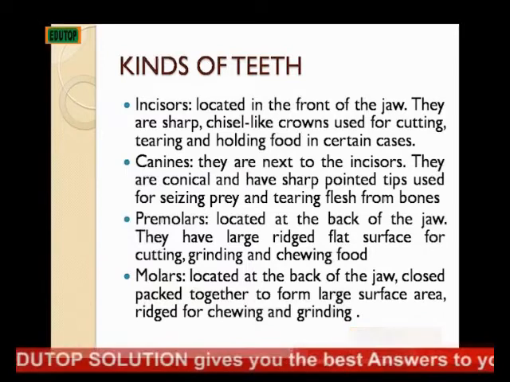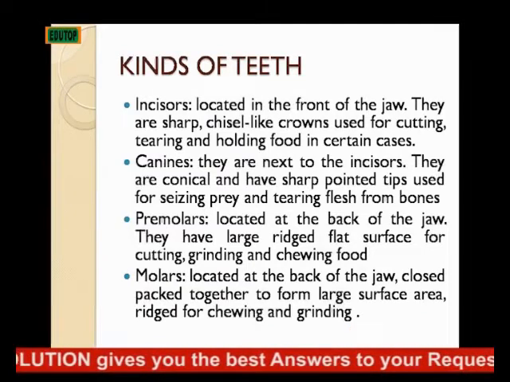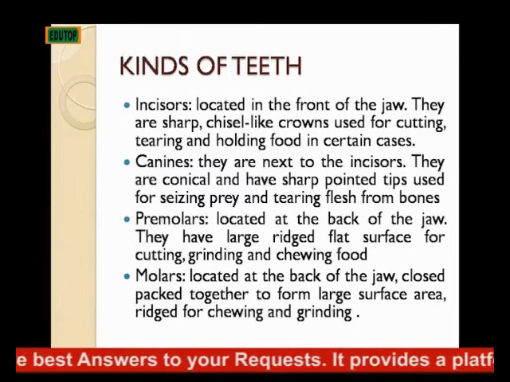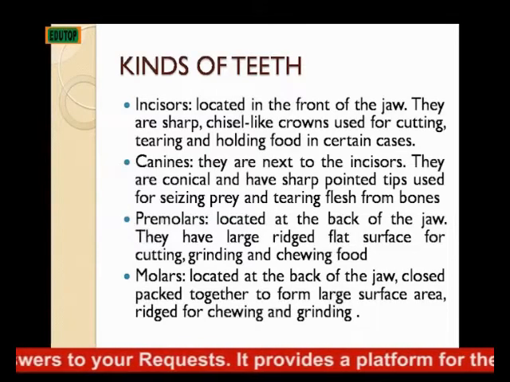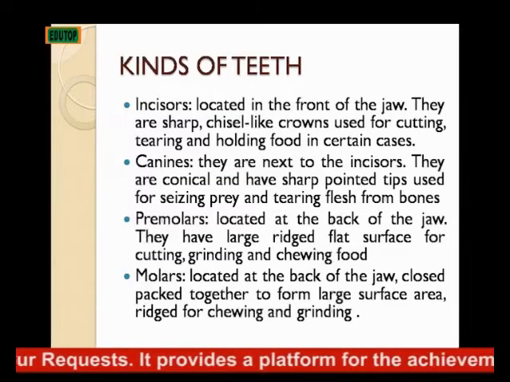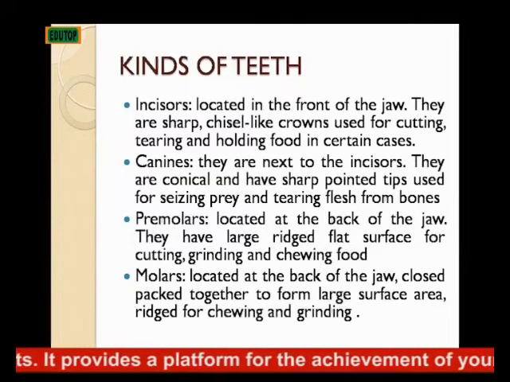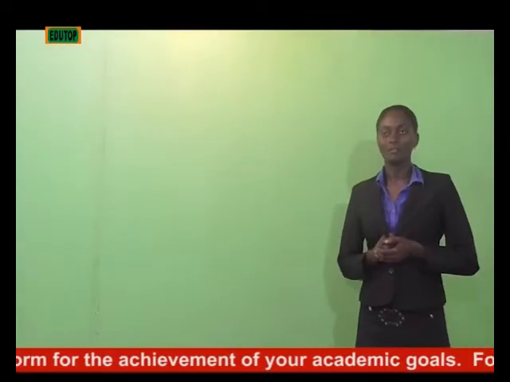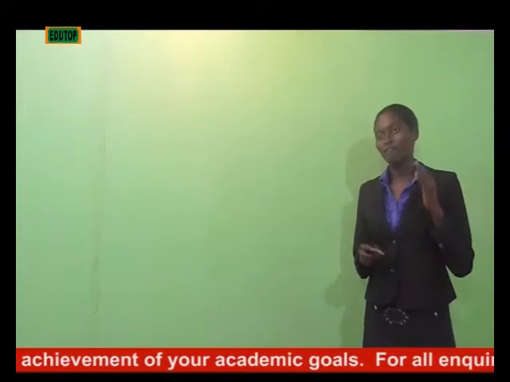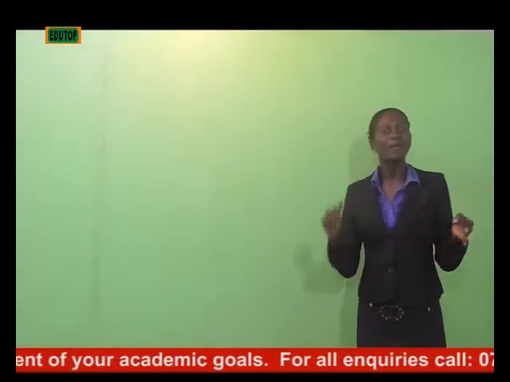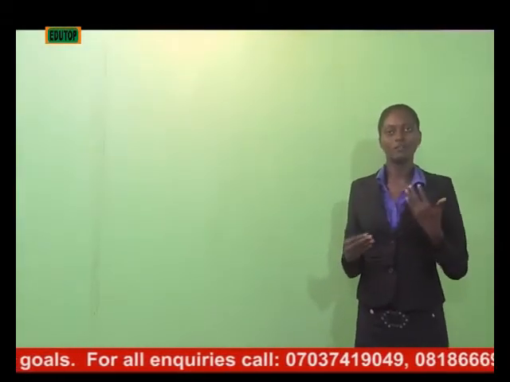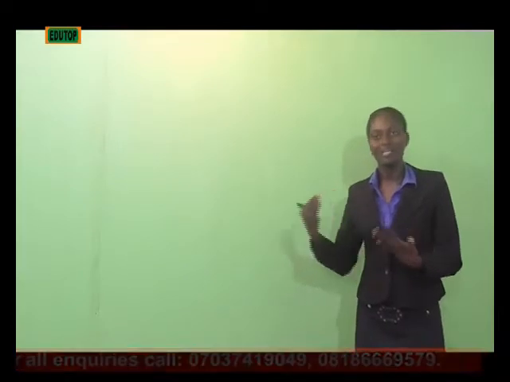Then the last kind of teeth we have is the molars. Molars are located at the back of the jaw, beside the premolars, and they are the last in the arrangement of the teeth. They are closely packed together to form a large surface area, good for chewing and grinding. So they do chewing and grinding of food materials together. So there are 4 kinds of teeth: incisors, canine, premolars, and molars. In the arrangement of the teeth, that is the way they follow. You will find incisors first, followed by canines, followed by premolars, and molars at the last.